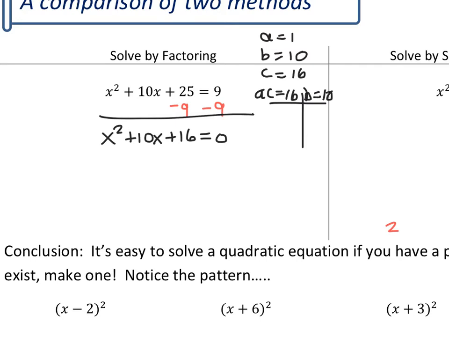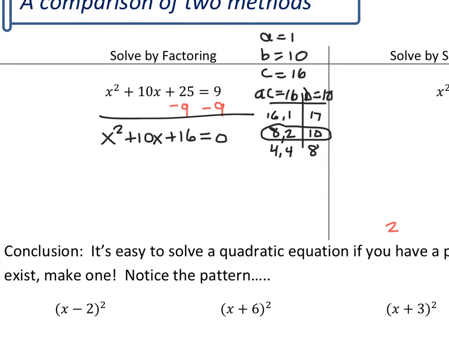So we can go through all the numbers. 16 times 1 gives us 17. 8 times 2 gives us what we're looking for, our 10. You can actually keep going with 4 times 4, and that gives you 8, but you get the idea. We're looking for the 2 factors that multiply to give you 16 and sum to give you 10.